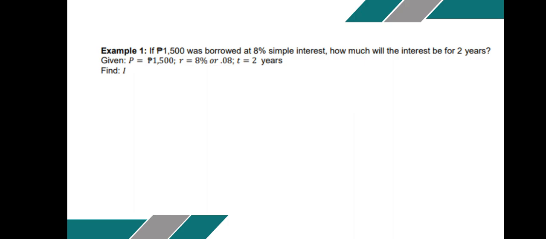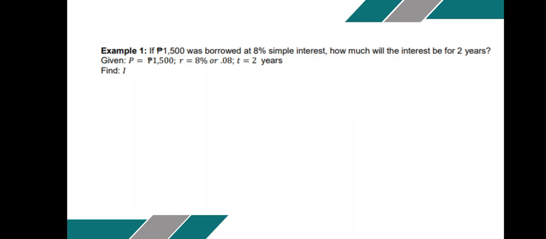So, here, based from the given problem, yung mga given information are the following. P or the principal, which is 1,500 pesos, and R or the rate naman is 8%. And then we need to convert it, no, into decimal form, which is 0.08. And then meron din given dito, which is T or yung time, which is 2 years. Now, ang hanapin natin ngayon is how much will be the interest daw. So, yung I, yung ating hahanapin.